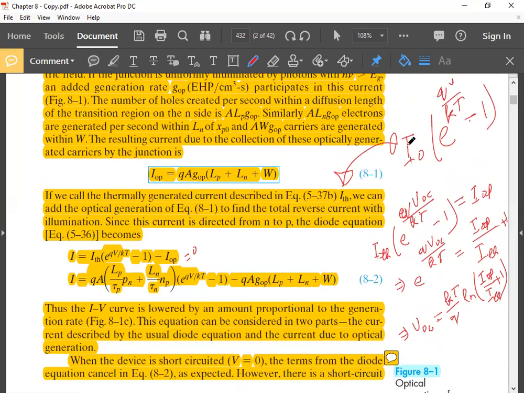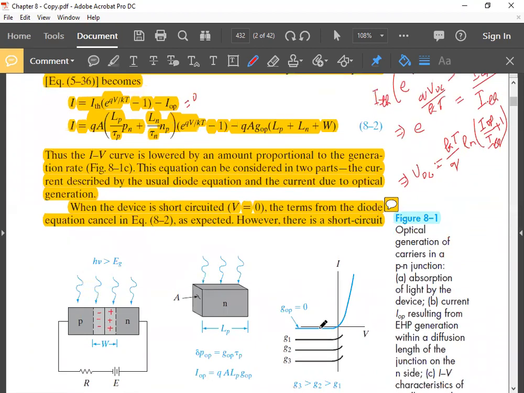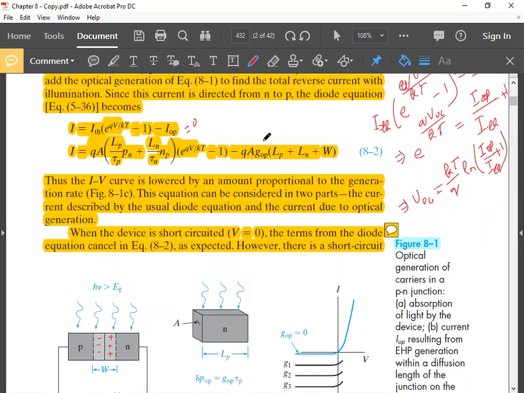I thermal is IO, if you remember. So I is minus IO minus IOP. IO is very small. It is also called dark current, the reverse current without any illumination. But IOP can be very large. So I equals minus IO minus IOP, and minus IO can be ignored since it is very small compared to IOP. So I is equal to IOP, the optical current, which is directly proportional to the optical generation rate, G optical.